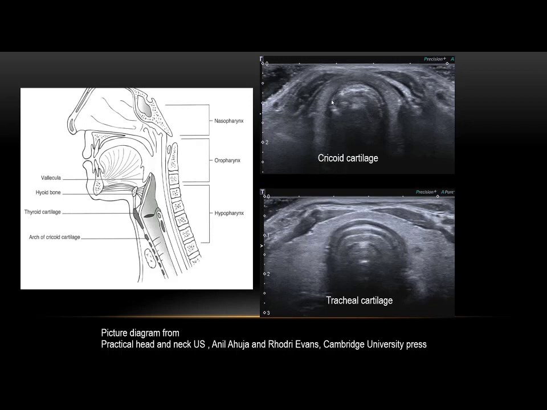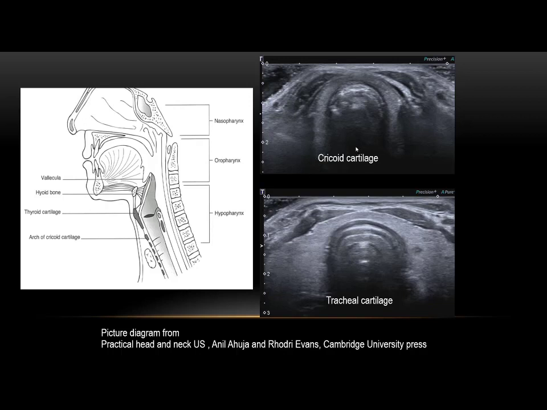The air causes obscuration with a posterior dirty shadow like this, so we cannot see the posterior cricoid cartilage. With this phenomenon, we can see only the anterior wall and lateral wall of cricoid cartilage. So we can see the U-shaped cartilage like this. This is a typical appearance of cricoid cartilage. So the cricoid cartilage level is important as a landmark.